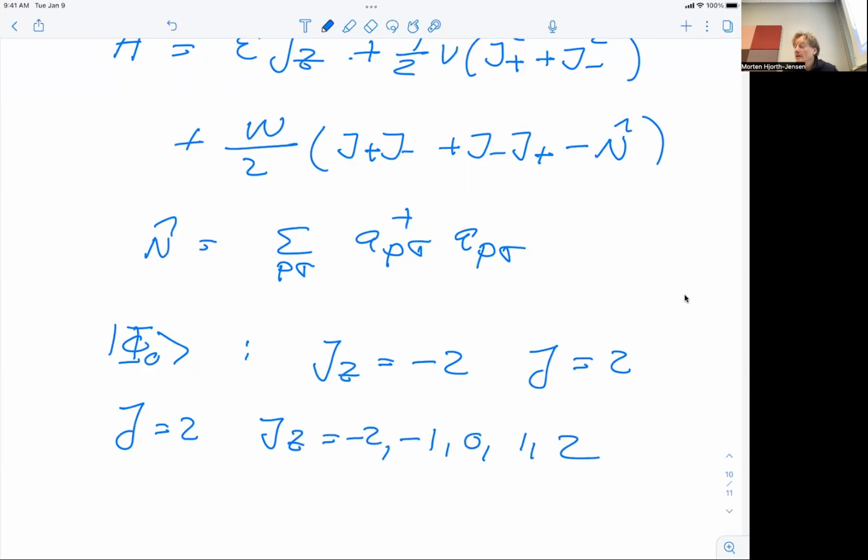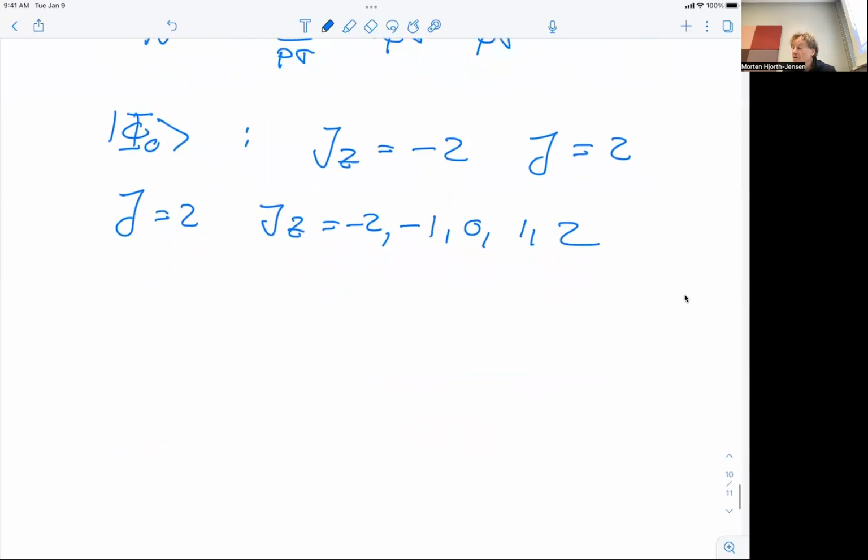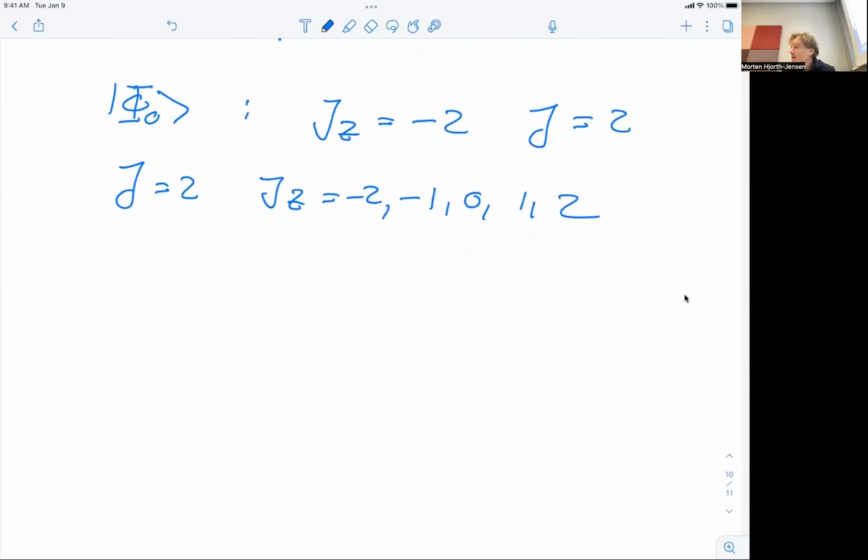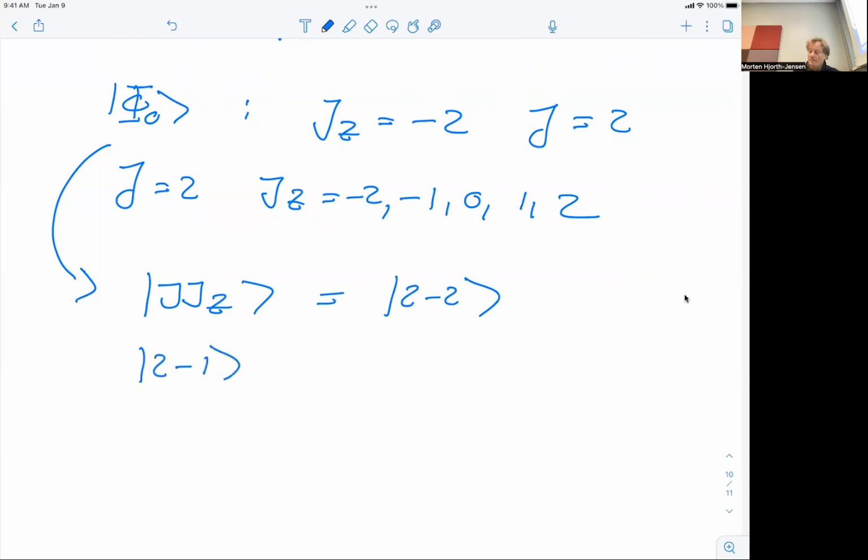That means I can actually use the raising and lowering operators in order to construct states with different JZ values, but with the same total J equal to 2. And you know that, so I can now rewrite these states in a more compact way, as a J and JZ. So the answer we had for the first state was 2 and -2 here. Now what I would like to have is 2 and -1.